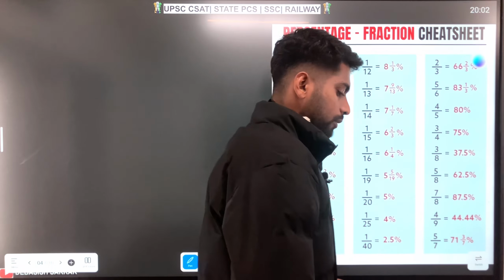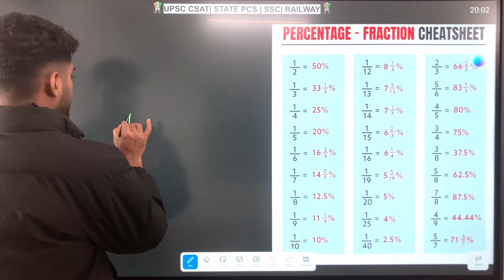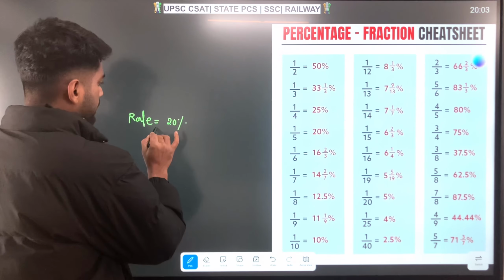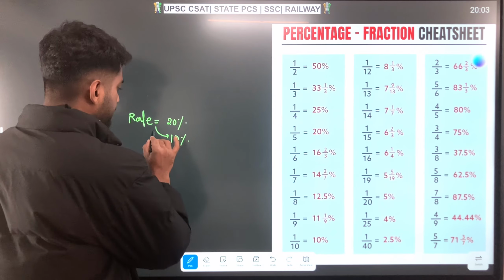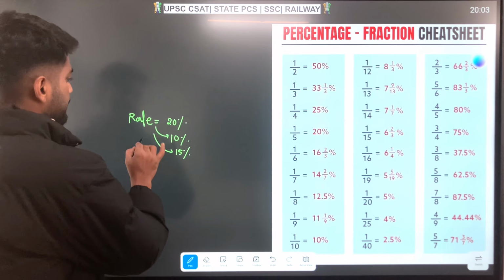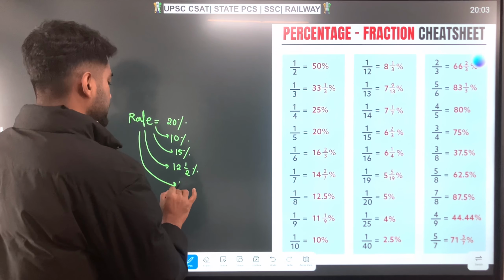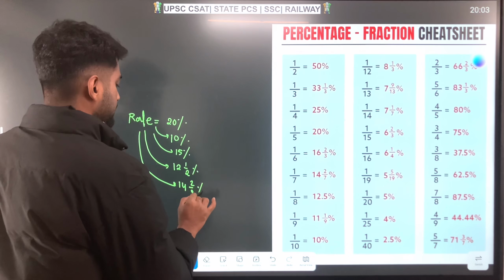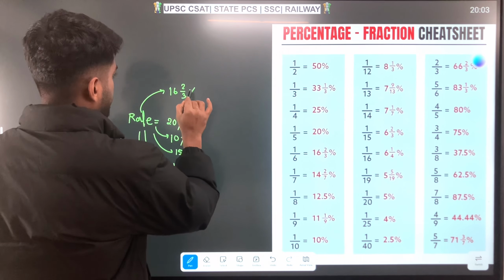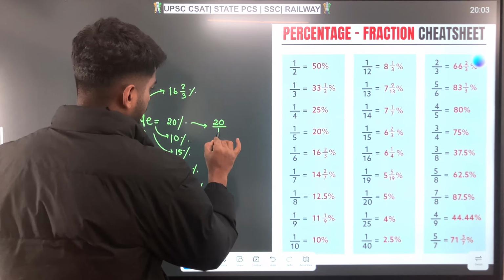Now whenever you see rate, देखो, while solving the question, you can see the rate like this. So rate means you can see 20%, suppose, or 10%, or sometimes 15%. So these are okay, good, अच्छा है. But if the rate is like 12 into 1 by 2 percentage, or 14 into 2 by 7 percentage, or 16 into 2 by 3 percentage, तब क्या करोगे? देखो, 20% means you can say 20 by 100.